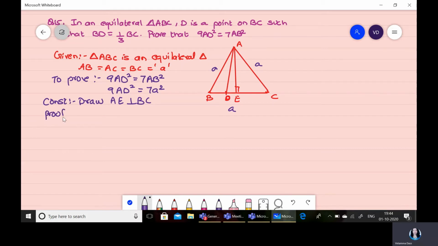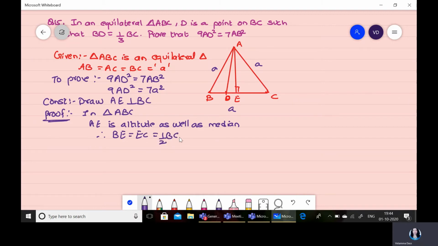So here we need to mention that in triangle ABC, AE is the altitude as well as median. This is true only for an equilateral triangle. So we come to know this. If we know this fact, AE is altitude as well as median, so I can apply Pythagoras theorem. I can also say if it is a median, then BE and EC will be equal to half of BC, that is A upon 2. BC is A, so A upon 2. So we are just trying to find all the facts.